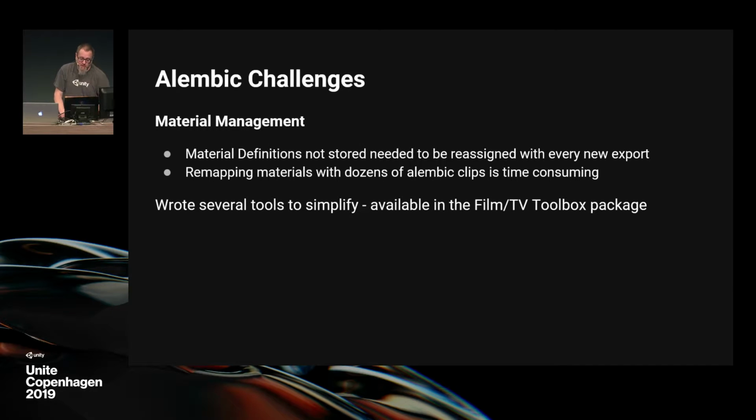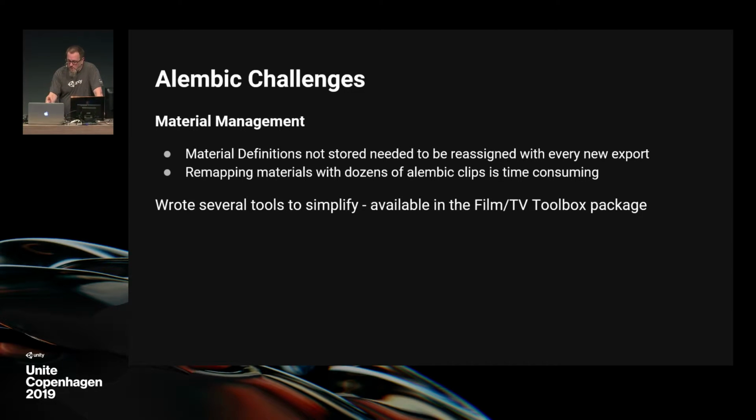The other big challenge with Alembic is material management. Alembic doesn't really give you the proper information in the file format about your materials. So one of the things that we did is we wrote some tools for batch remapping materials. They're available in this Film TV Toolbox package on the package manager. It allows you to select objects, and it gives you all the materials, and allows you to batch remap them.